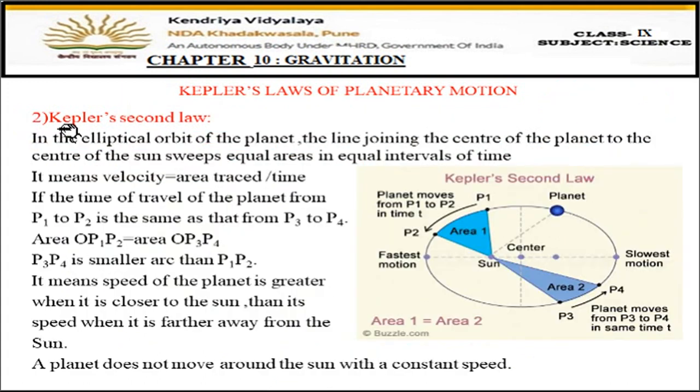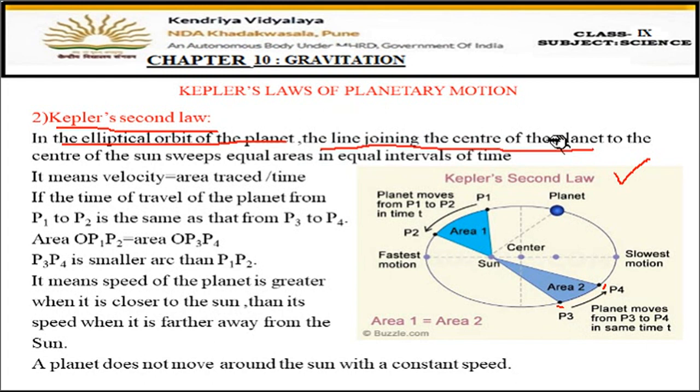Now, the second law, Kepler's second law. This is the diagram here, and we'll try to understand with it. In this elliptical orbit of the planet, we have studied according to the first law that every planet moves in an elliptical orbit. Now, planet is here. The planet can be at the P1 position, at the P2 position. These are the different positions of the planet as it moves. Then it can be at the P3 position, at the P4 position, right? So we are talking about these four positions in the elliptical orbit.